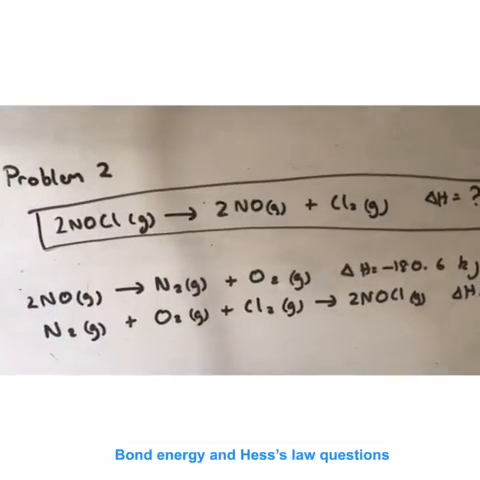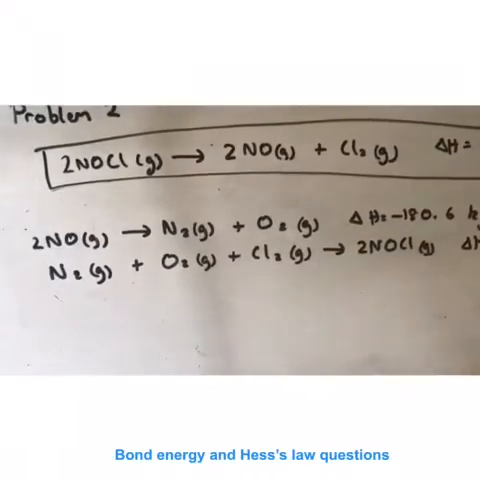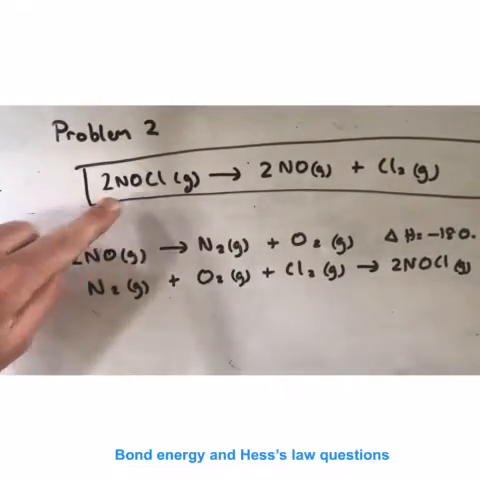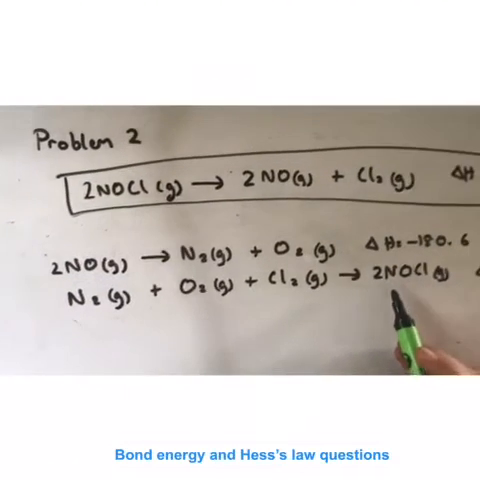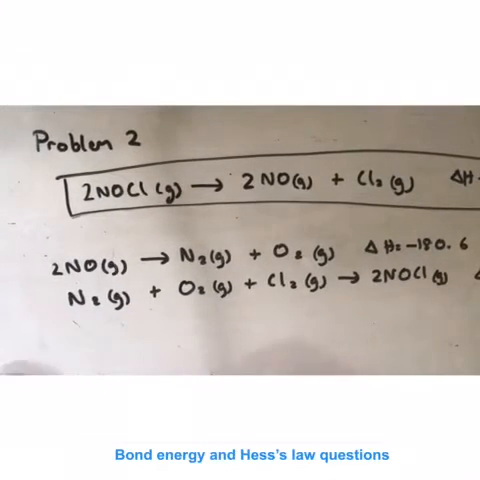So problem two, girls, we are trying to create this equation from these two equations here. So let's have a little look. We've got 2 NOCl, which we can see is on this side of the equation, so that's on your product side. So we're going to have to invert this equation first. Let's invert this and change the sign of the delta H.